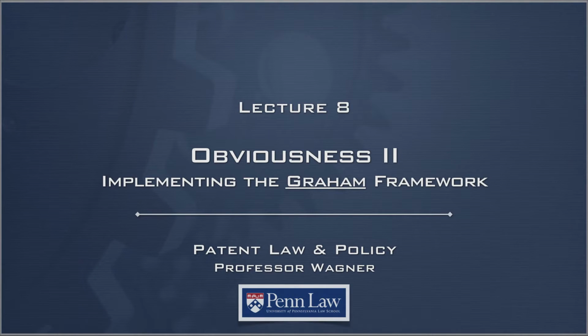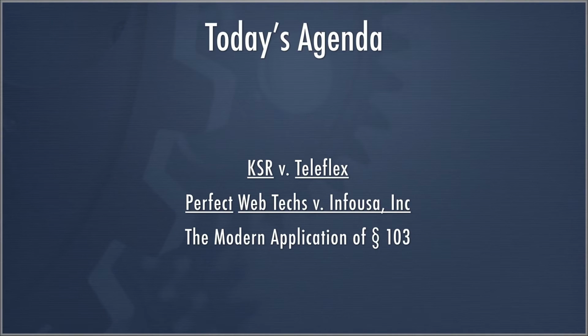This is Lecture 8, Obviousness, Part 2, Implementing the Graham Framework. The agenda for this is really to look at two cases. The first, and by far the most important one, is the Supreme Court case of KSR versus Teleflex. This is the fairly recent Supreme Court case that has set the basic analytic approach for obviousness analysis in the modern era. Although, as we will see, it is not entirely clear exactly what that test should be.